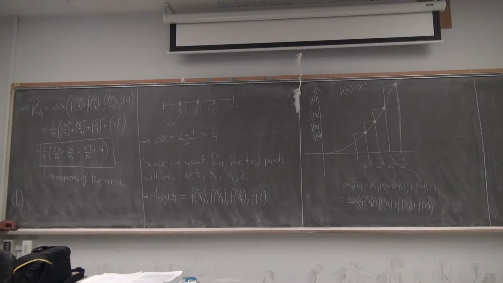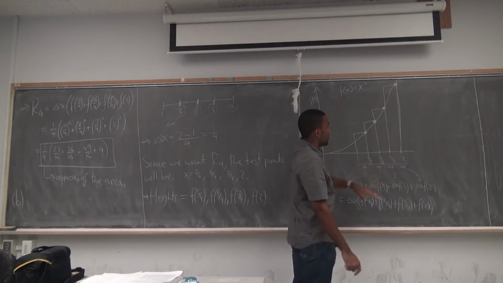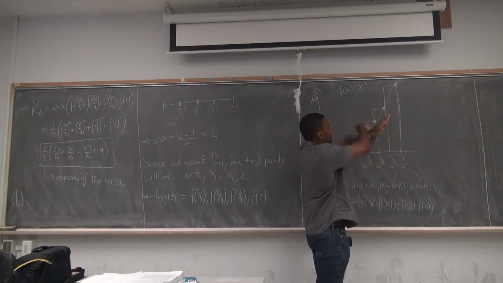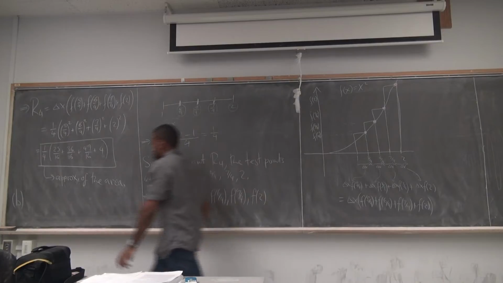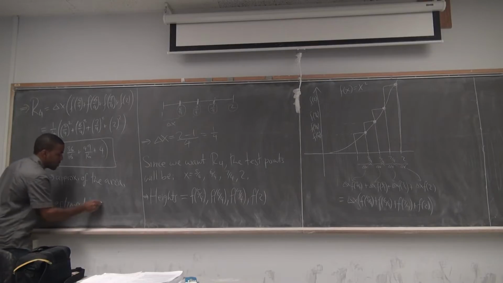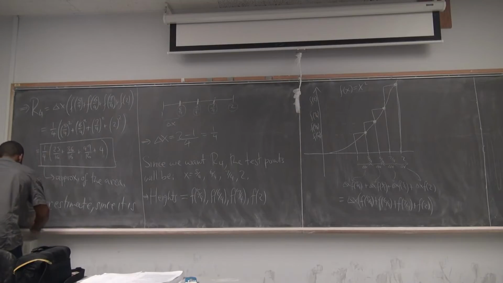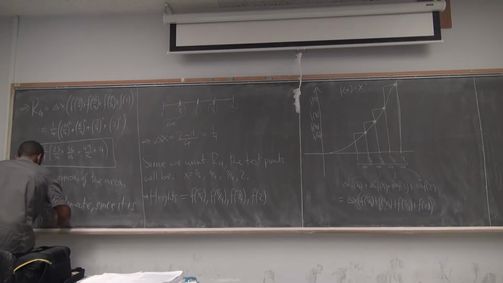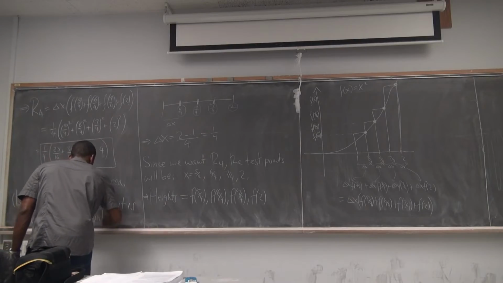Do you think this is an overestimate or an underestimate? Overestimate. You can see from the picture here, my rectangles are actually bigger than the function. So the area under the function is actually going to be smaller than the area of the rectangles. The area of the rectangles gives me extra area here. So this is an overestimate, because it's larger than the actual area.